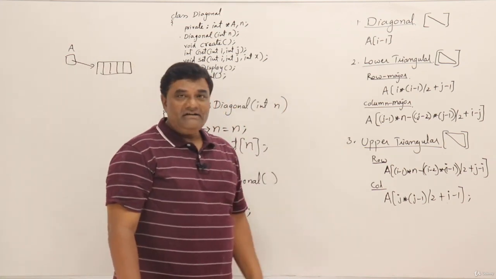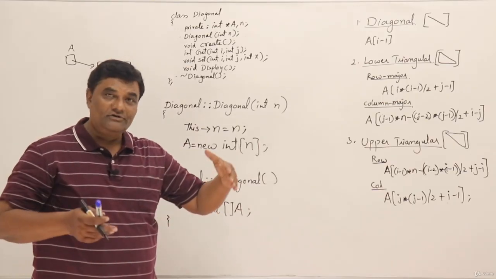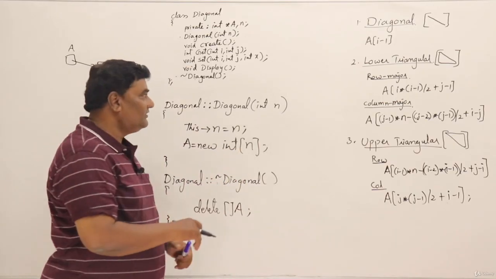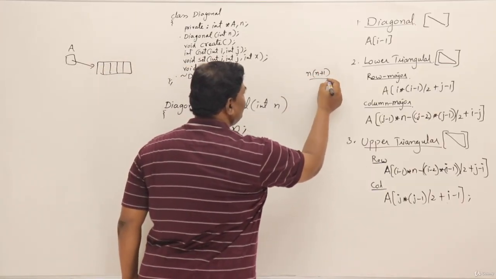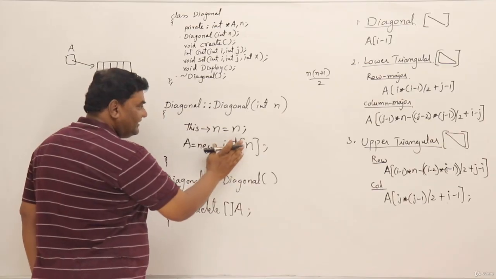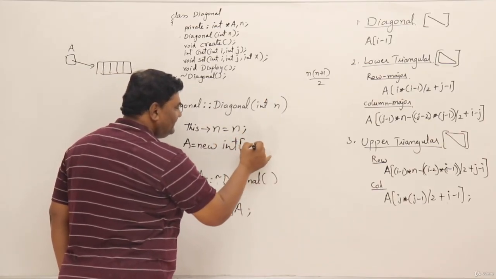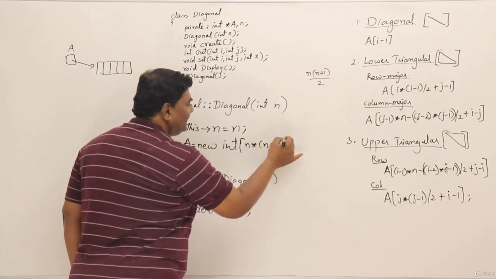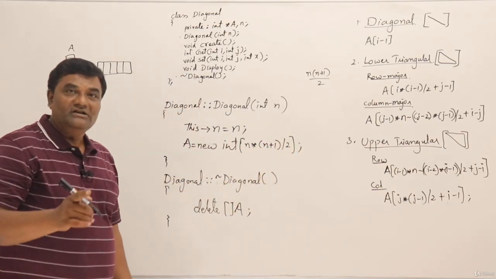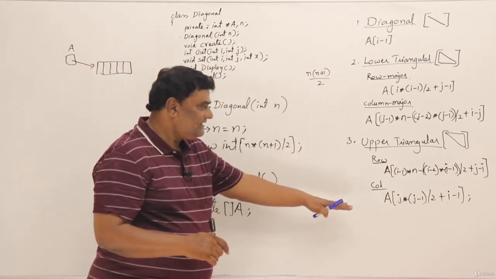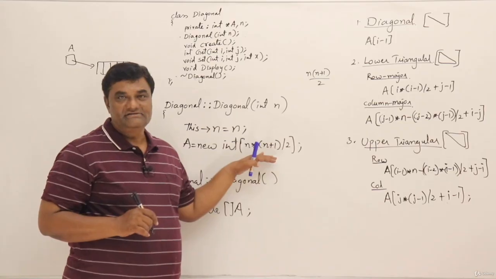But in a lower triangular matrix, what will be the size of the array? The size of the array is equal to the number of non-zero elements. So the non-zero elements are how many? n into n plus 1 by 2. These many elements are there. So if I am writing the code for a lower triangular matrix, then here I should write n into n plus 1 by 2. This is the change. Depending on the matrix that you are writing, you have to allocate the space, so use that formula for the space.